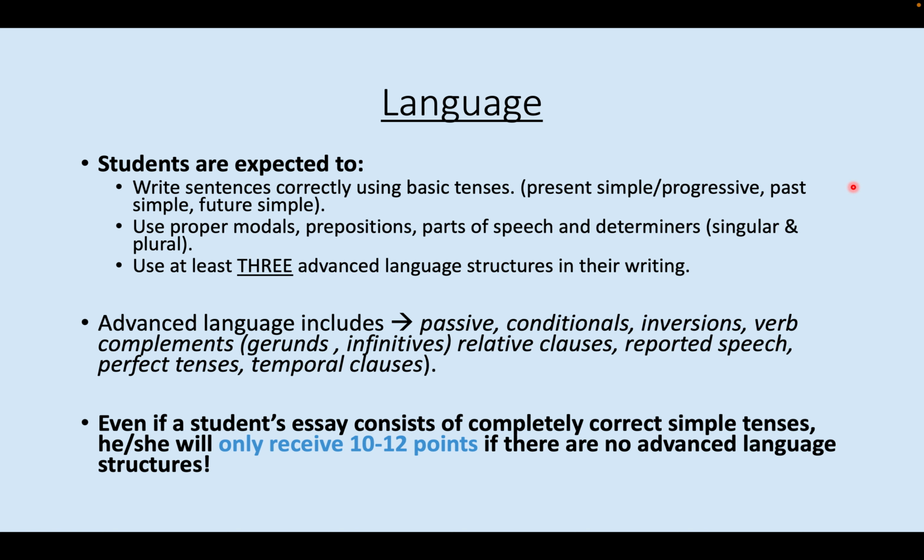You need to show the use of passive, conditionals, inversions, gerunds, infinitives, relative clauses, reported speech, perfect tenses, temporal clauses. All of these are examples of advanced language structures. So again, you get 10 to 12 points for using basic language structures, basic language grammar. And then you get additional points for using advanced language structures.